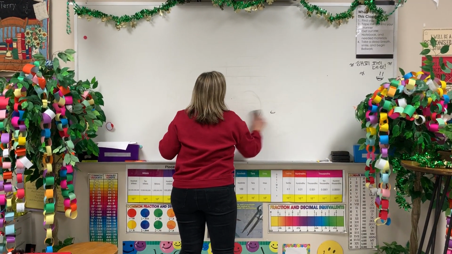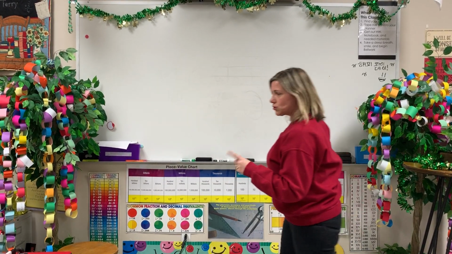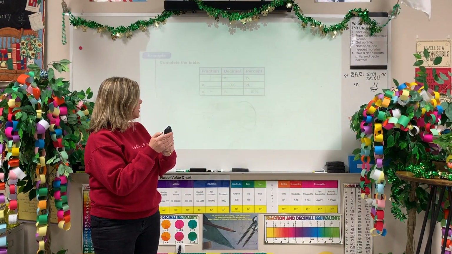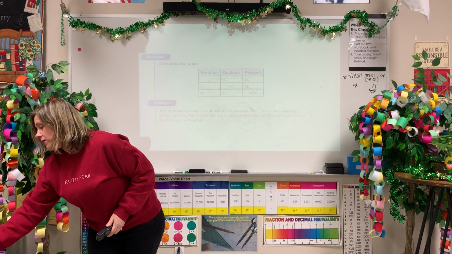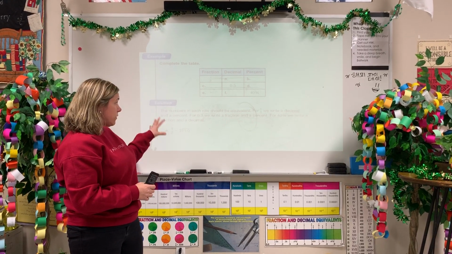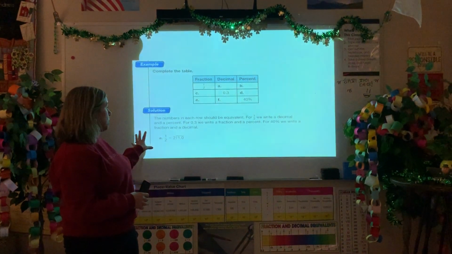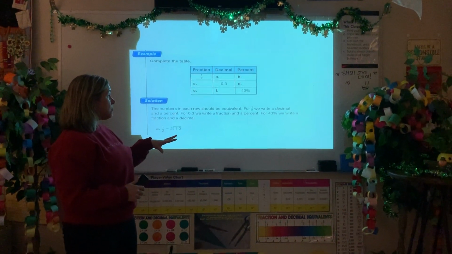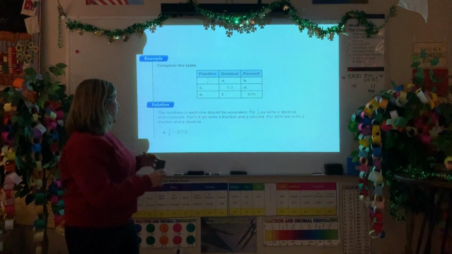Let me erase this and turn the screen back on. Let's see, unblank that. And they're going to show you that says the numbers in each row should be equivalent. For 1/2, we write a decimal and a percent. For 3/10, we write a fraction and a percent. For 40%, we write a fraction and a decimal.